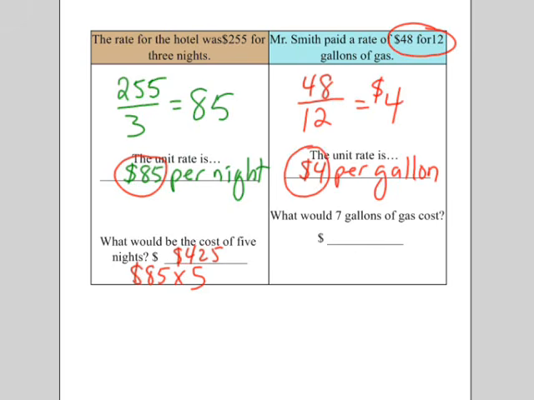What would 7 gallons of gas cost? Well, if it's $4 for 1 gallon, 4 times 7 would be $28 for 7 gallons of gas.